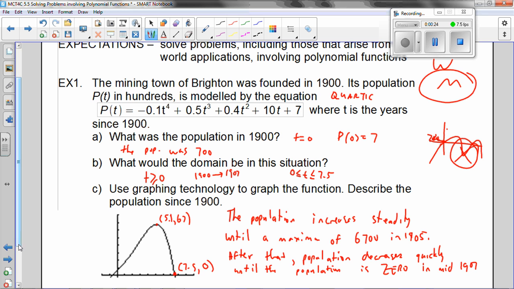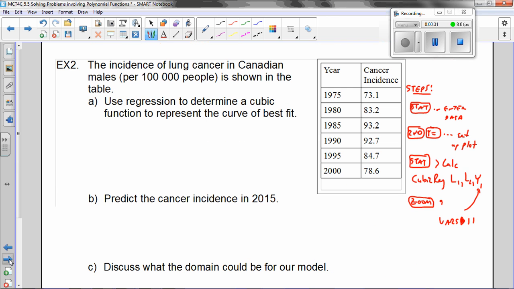One of the ways we saw earlier when we did exponential functions, and before that when we did trig functions, is using the calculators to do regression. So this is example two now that has years and cancer incidence. The incidence of lung cancer in Canadian males is shown in the table. So in 1975, 73.1 people out of 100,000 Canadian males had lung cancer. And they want us to use regression to determine a cubic function.